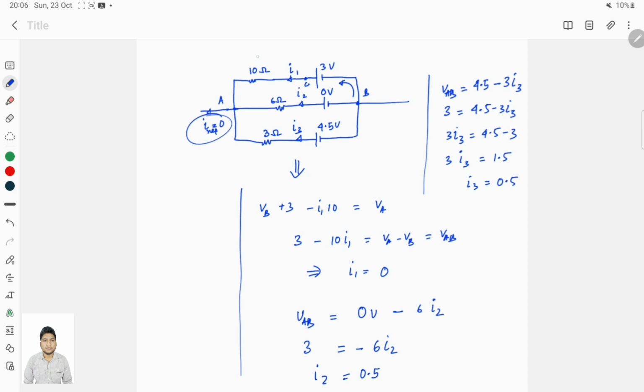So that means in the upper circuit I equals 0, no current is flowing. Only the lower loop has current flowing, 0.5 ampere. So 0.5 ampere current flows from the 4.5 volt battery and circulates in this lower loop. For I2 the current is not flowing in that direction; we are getting a negative value, which means the current is flowing in the opposite direction. So this is the loop, and in the above loop the current flow is 0.